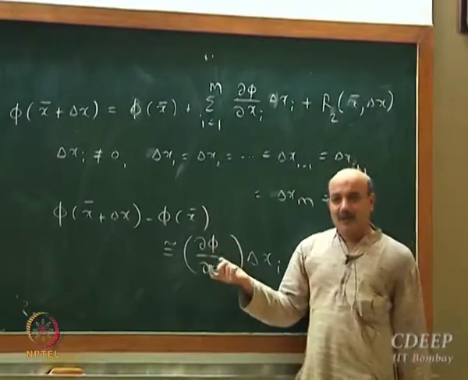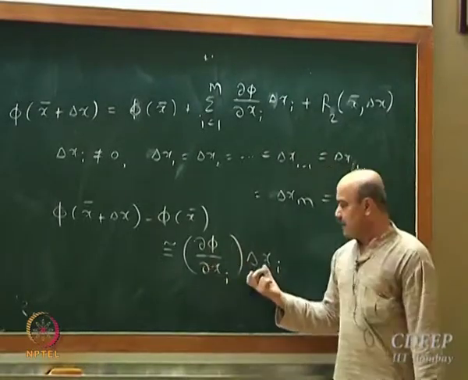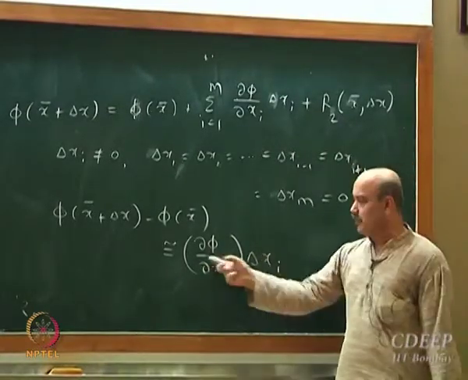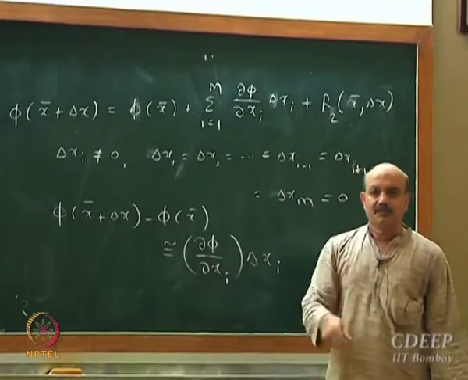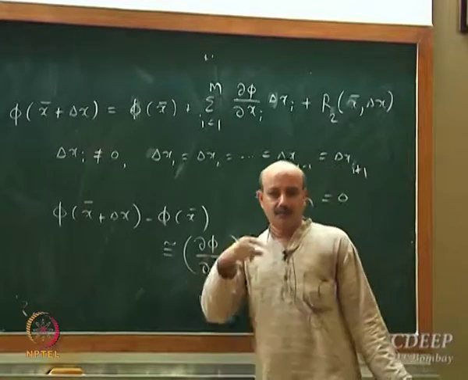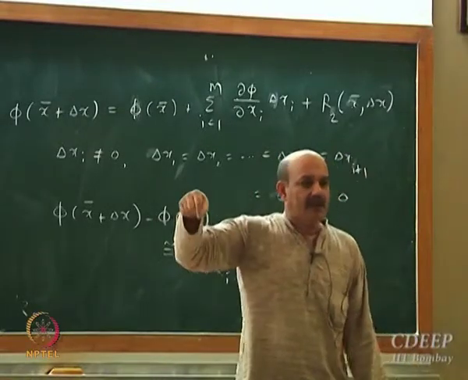Now, argue the other way around. If this is positive, I can choose delta xi negative. If I choose delta xi negative, this will become negative. So I can further reduce by moving away, so then x bar is not a minimum. So you can show this, that for each variable, you can argue like this.